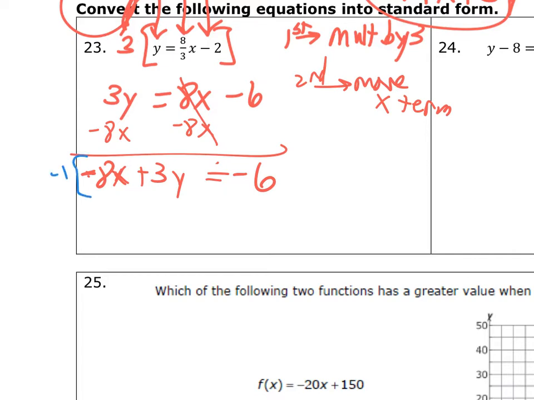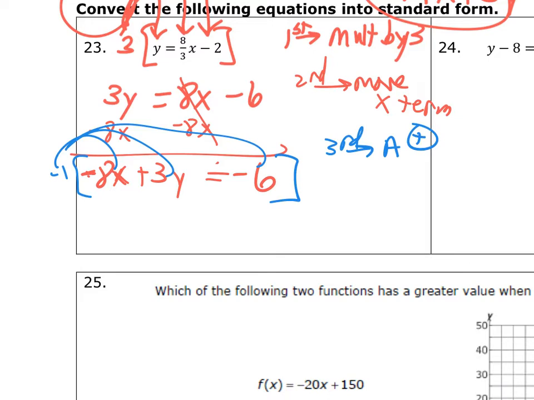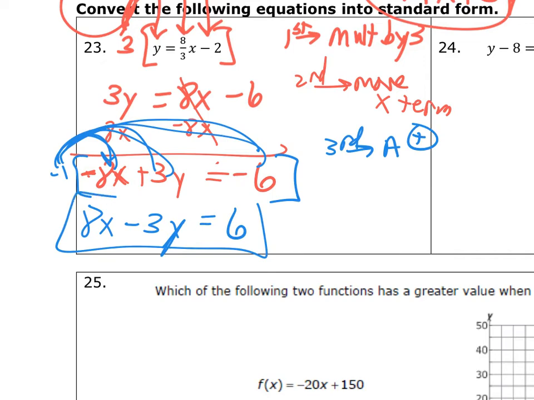Now generally we want our a value to be positive. It's not always true, and you can have a fraction, but we're going to go ahead and practice that because that's the way we see it on the EOC. So negative 1 times negative 8x gives me an 8x. Negative 1 times 3y is a minus 3y. Negative 1 times negative 6 is 6. So now we're in standard form.